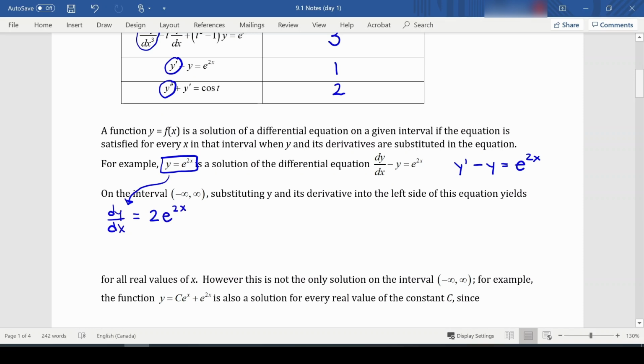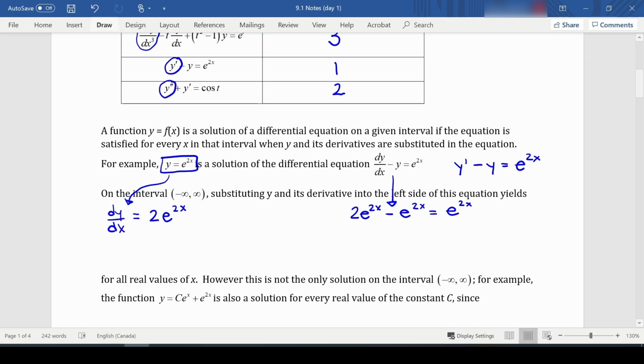A reminder, we need the chain rule here. The derivative of e to the 2x is e to the 2x times the derivative of the exponent, which is 2. So we get 2e to the 2x. If I substitute in here, dy dx was 2e to the 2x minus y, which was e to the 2x. And we're trying to figure out if this equals the right-hand side.